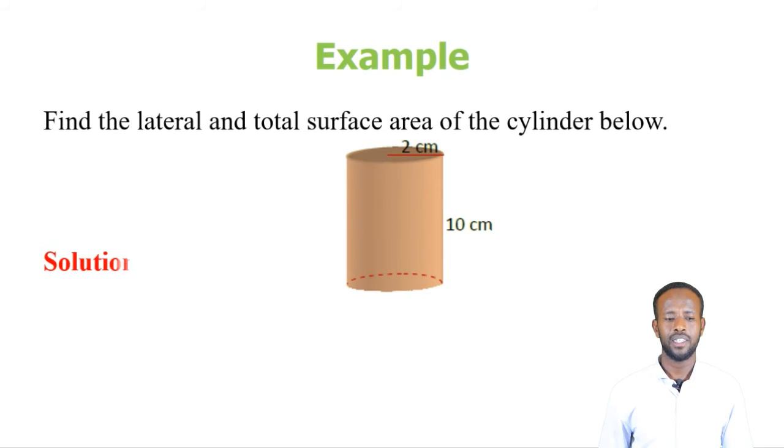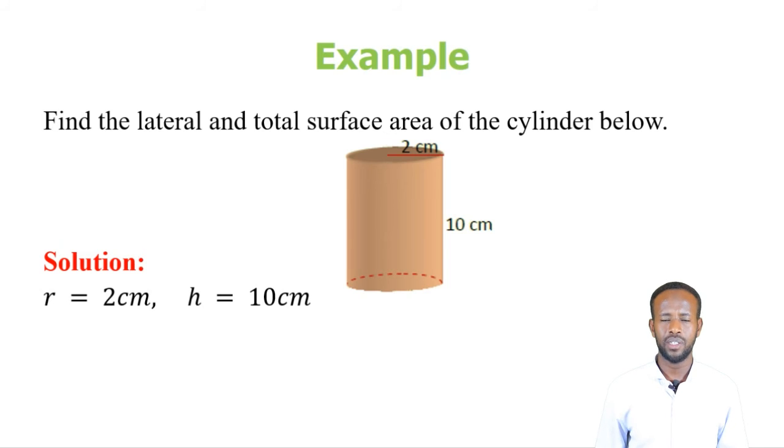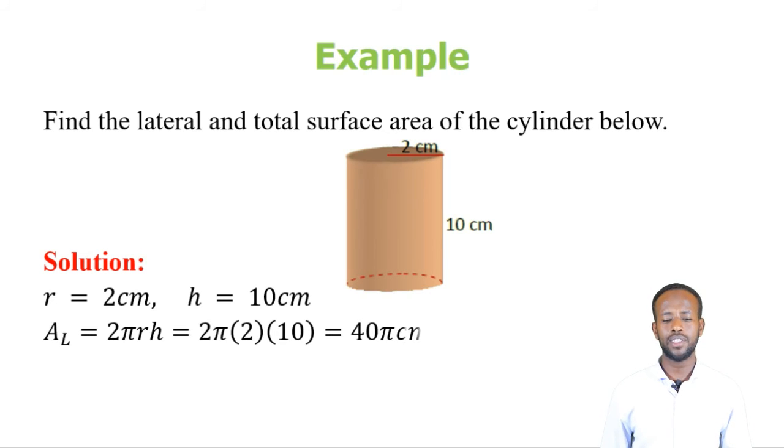Now we can say solution. We are given radius is 2 centimeter, height is 10 centimeter. Now the lateral surface area we can find. Do you remember the formula? Lateral surface area is equals to? Very good. Let us see. Lateral surface area is equal to 2πrh, 2π times 2 times 10. And this will give us 40π centimeter square. Area unit is centimeter square, so we put the square. Don't forget the squares.